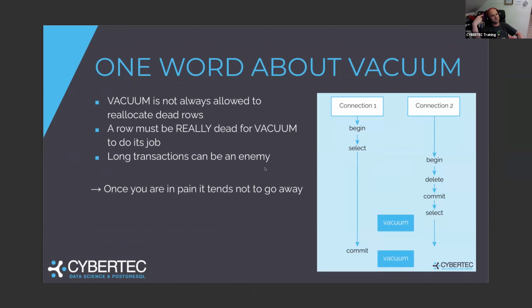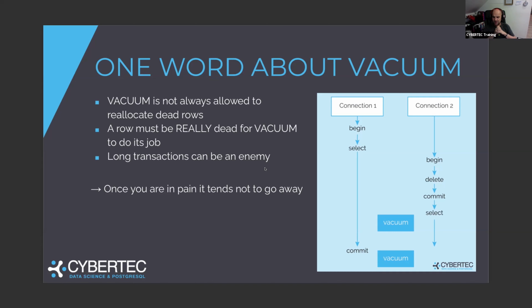So let's think about some implications here. I said vacuum is allowed to reclaim dead rows. Okay, so the main question is, when is a row considered to be dead? So when can we kill it? So let's look at an example. Let's take a look at the right-hand side of this slide.